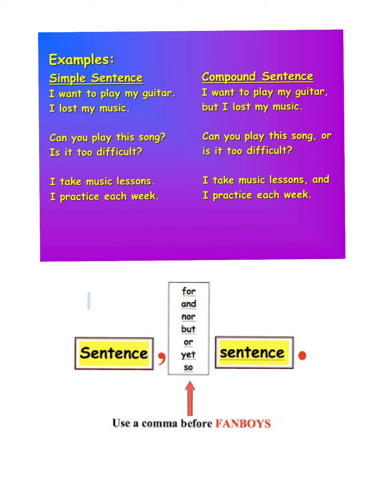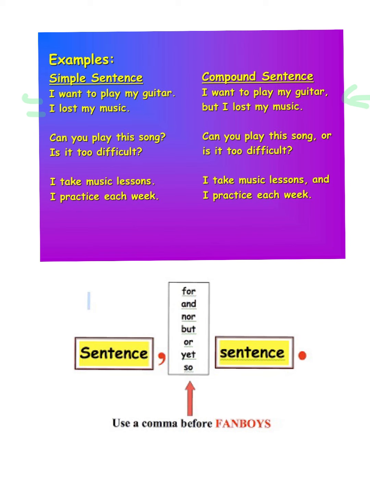Here's some examples of simple sentences. I want to play my guitar. I lost my music. To make your writing more interesting, you can put these together to make a compound sentence. I want to play the guitar, comma, but I lost my music.